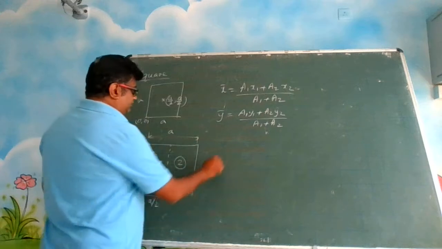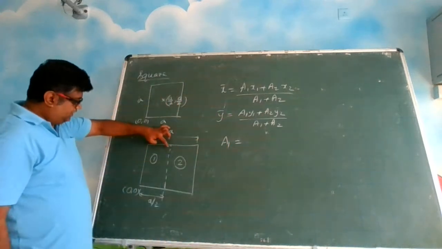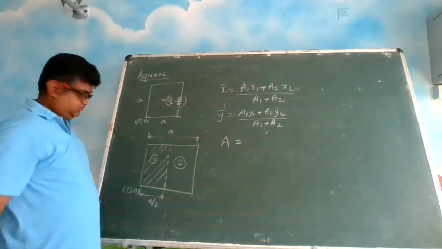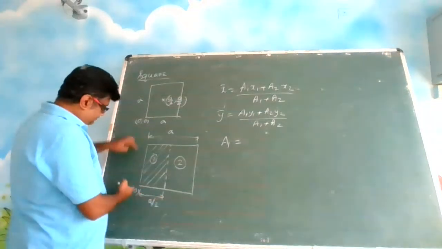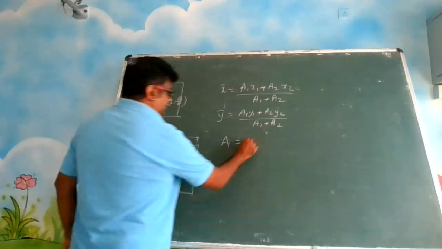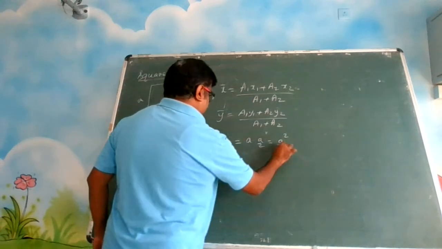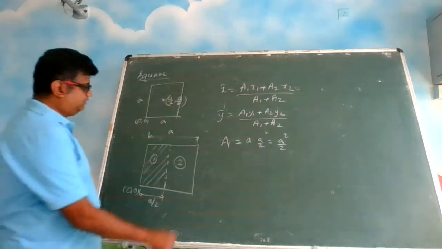Right? Quickly let us calculate the individual values of A1 x1, A2 x2, etc. Alright? So we will first find A1. What is A1? We are calling this block as the first area. So what is the area of this? Width is A by 2, length is A. It is a rectangle, A into A by 2, A square by 2.